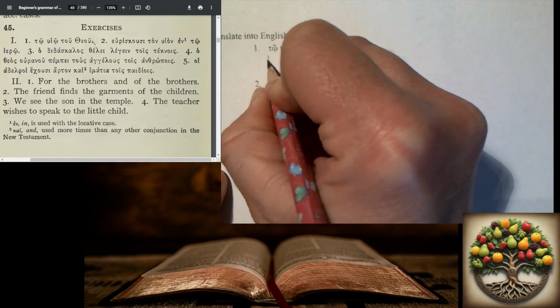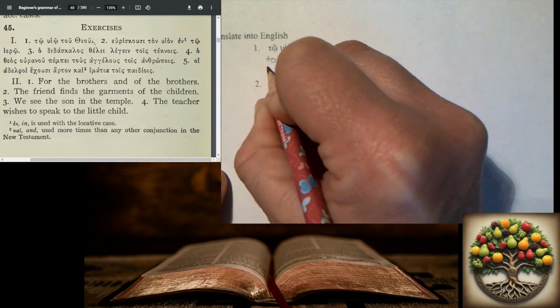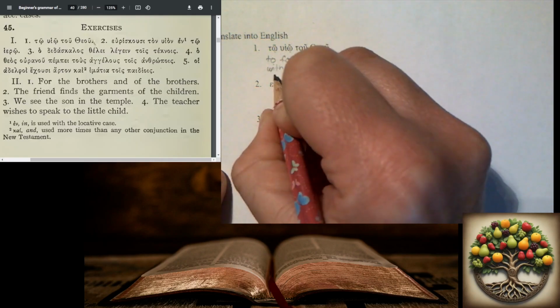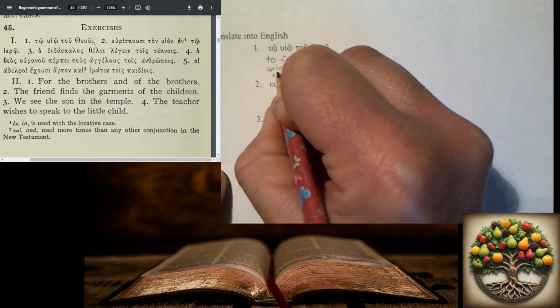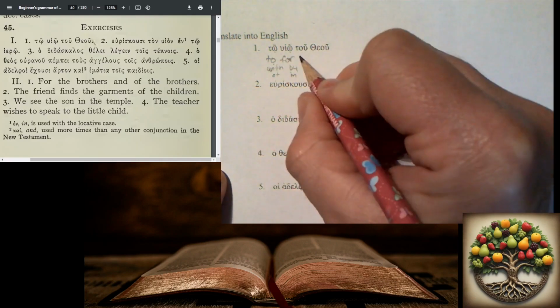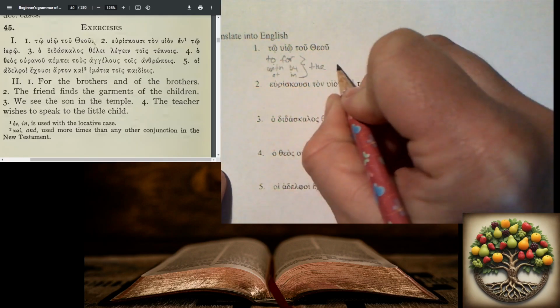So this is either 2 or 4, with or by, at or in. The sun.